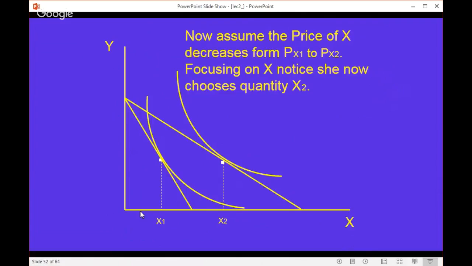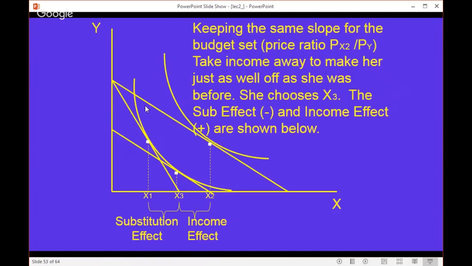So here, substitution effect, the price of X decreases, so I'm buying X2 instead of X1. Now, to isolate the substitution effect, I want to take money away from this person. So I want a parallel shift in their budget line down to where it's just tangent to the old indifference curve, where he's just as well off as he was before. So I have the parallel shift, and now he consumes X3. The difference between X1 and X3 is the substitution effect. It's solely because the price changed.